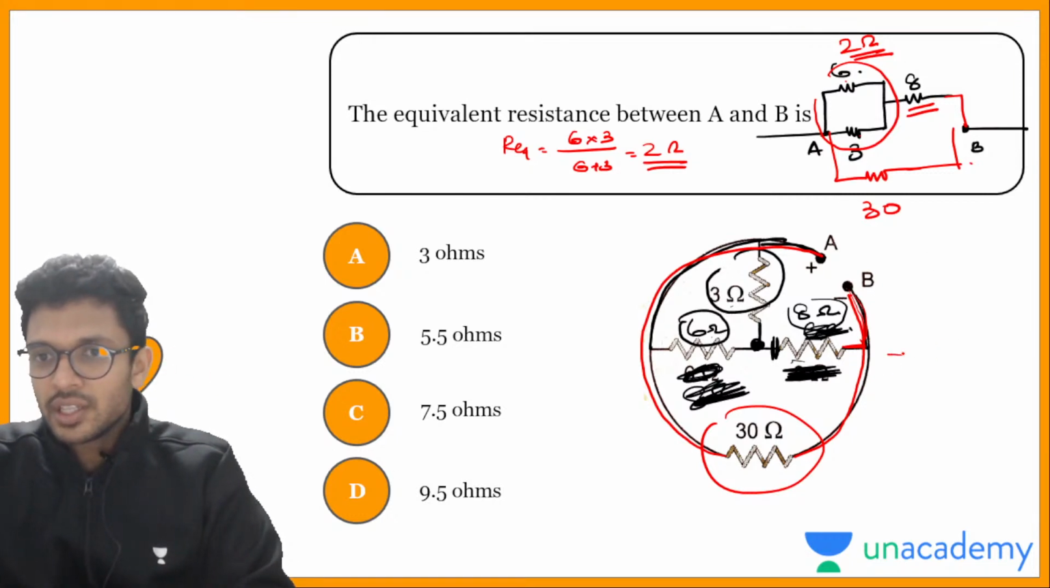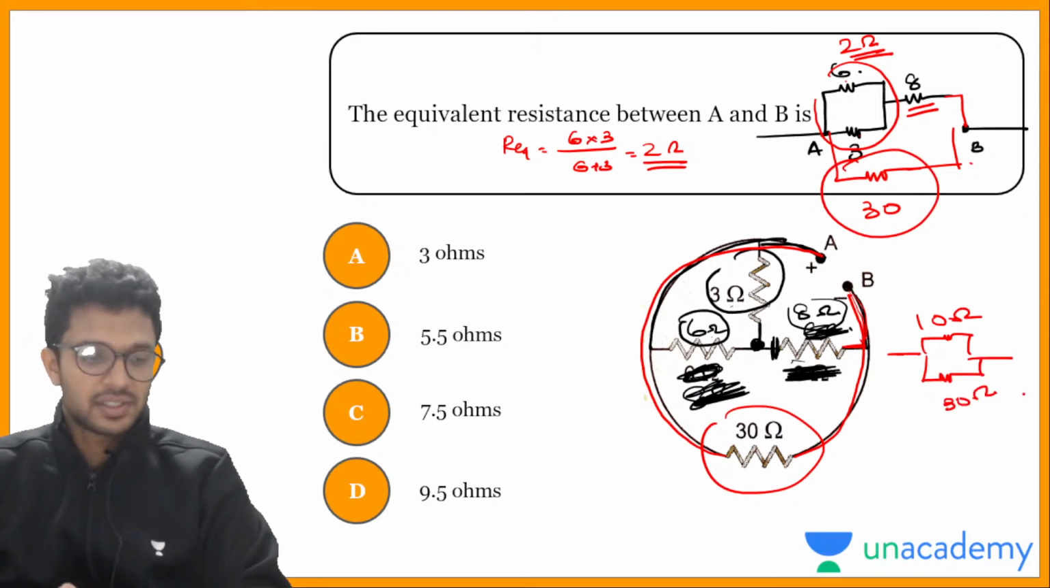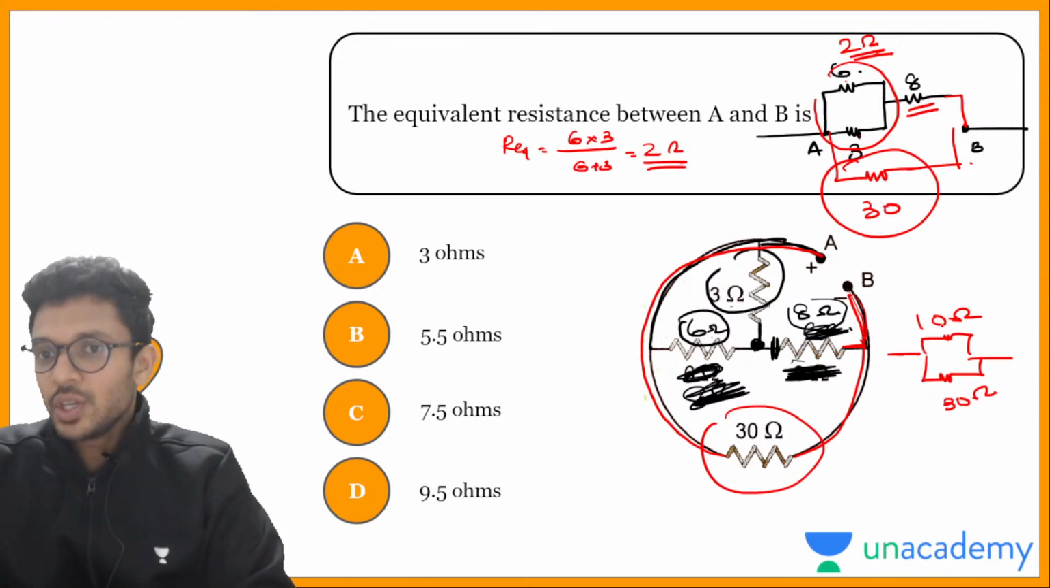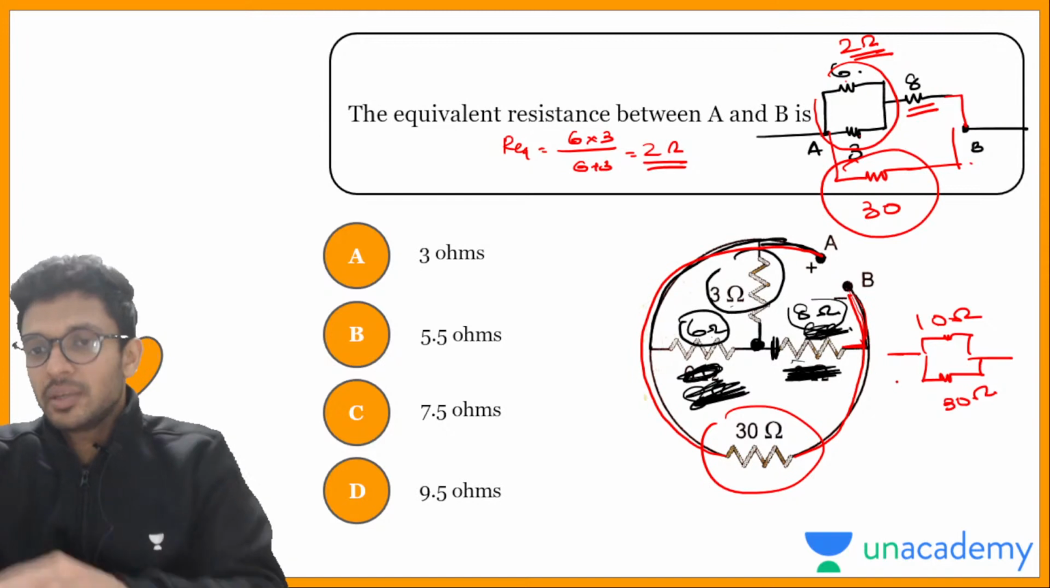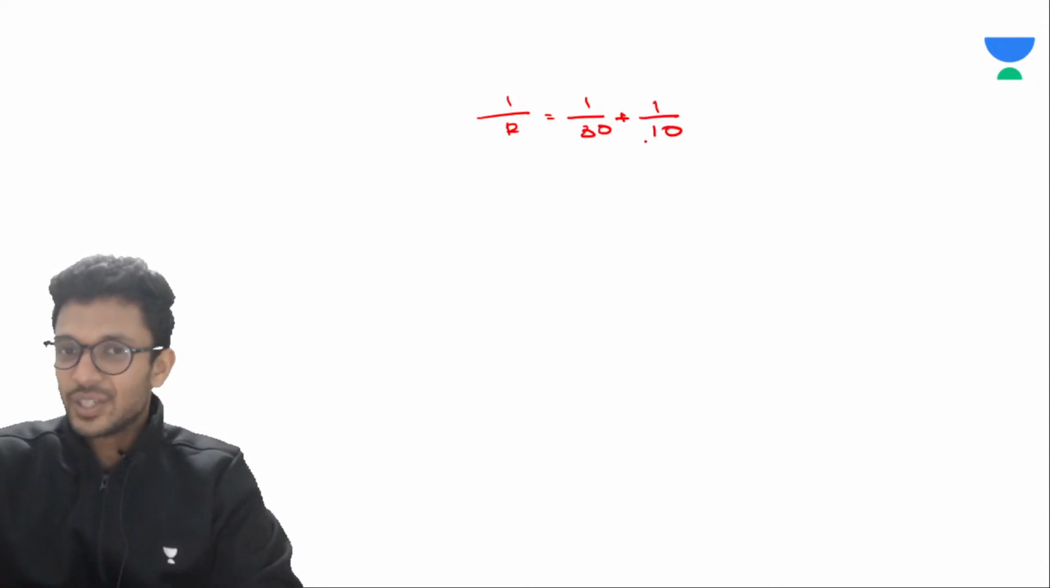So on the top between A and B, we have a 10 ohm resistor, and at the bottom between A and B, we have a 30 ohm resistor. Isn't it simple now? So you have 10 ohms and 30 ohms in parallel. So what is the equivalent? 1 by R is equal to 1 by R1 plus 1 by R2.